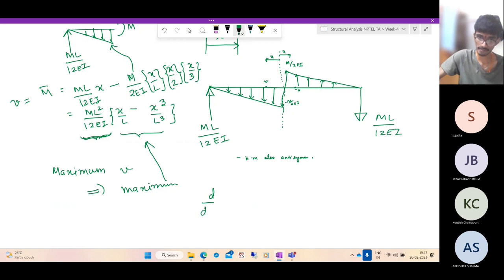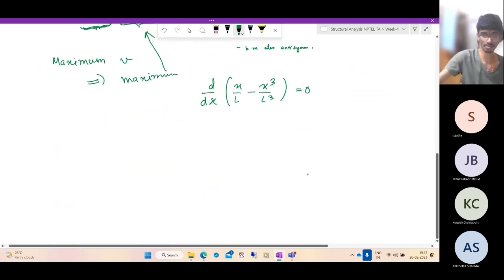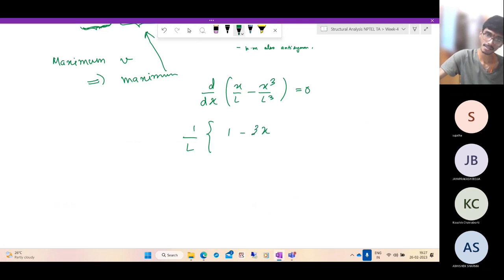You say d by dx of x by L minus x cube by L cube equal to 0. So what do you get? If you take 1 by L commonly out, you'll get 1 minus 3 x square by L square equal to 0, which means x is equal to plus or minus L by root 3.